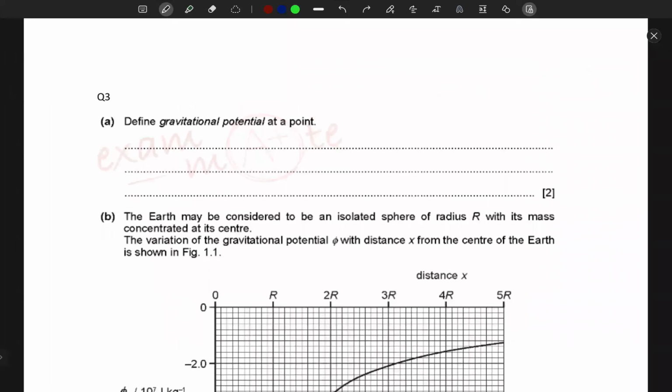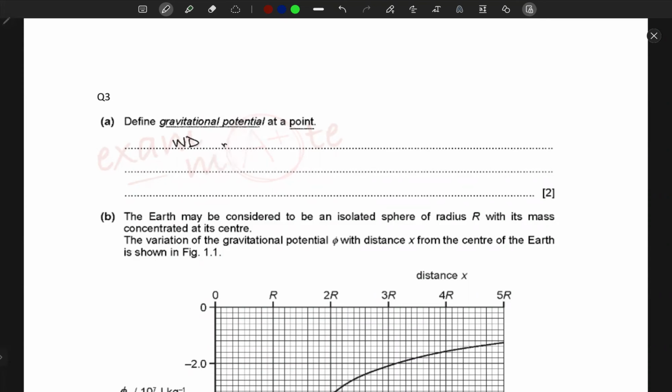The question states, define the gravitational potential at a point. So anyone willing to answer this? What is gravitational potential? How is it defined at any point? The work done per unit mass in bringing a point mass from infinity, I think. Yeah, exactly. So it's just the amount of work that you have to do.